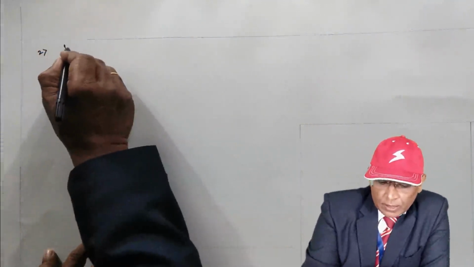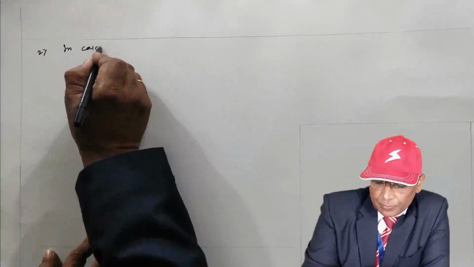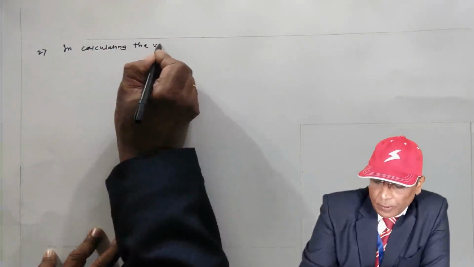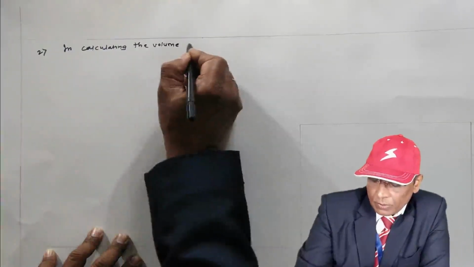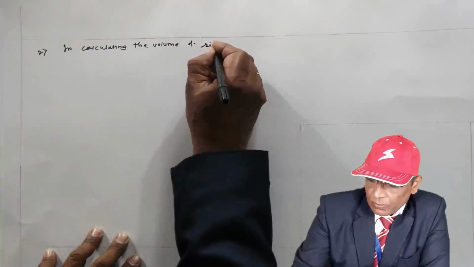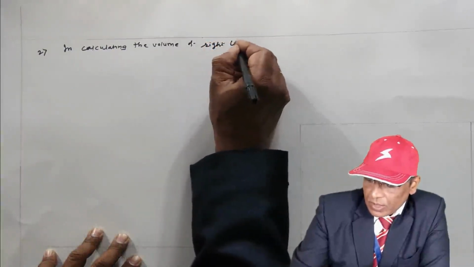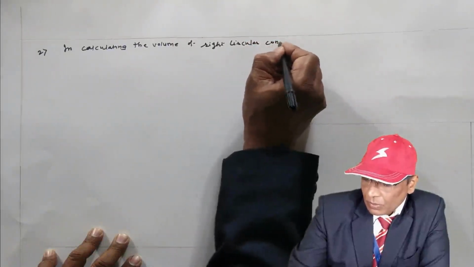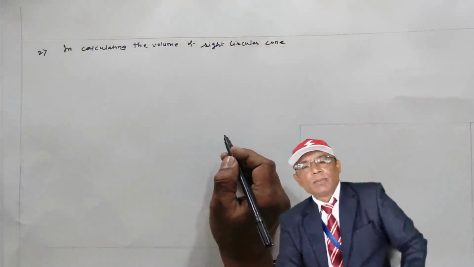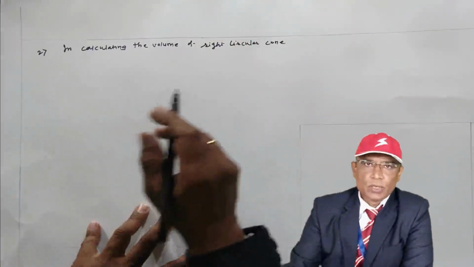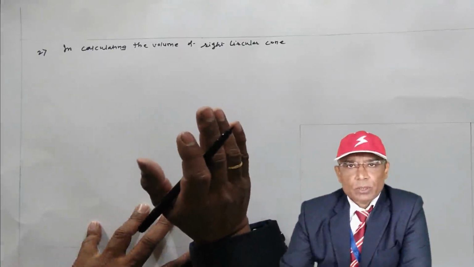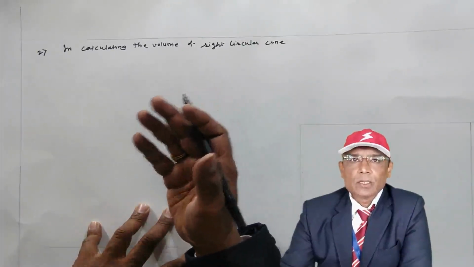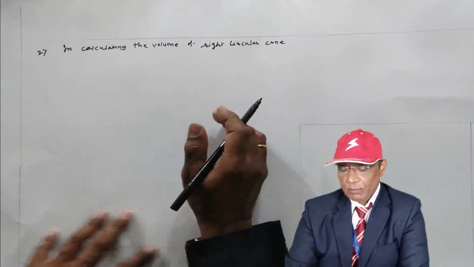The second sum. The question I am writing: in calculating the volume of a right circular cone. Now this sum is dealing with the volume of a right circular cone. What is a right circular cone? A right circular cone is a cone whose base is a circle. That is how you can remember it.